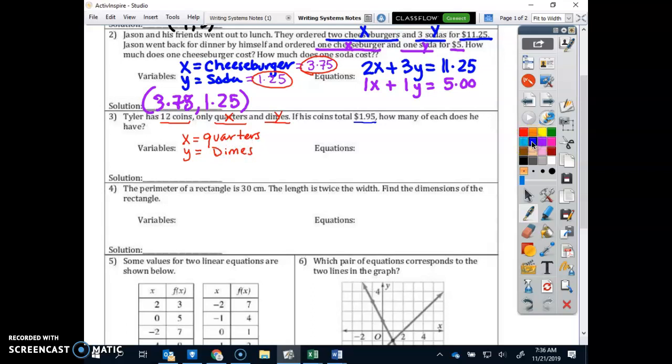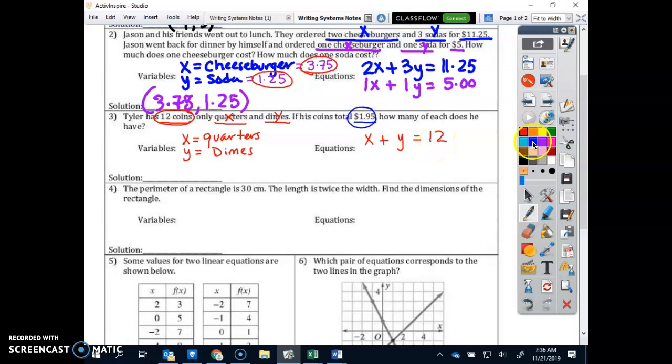One of my equations is going to be a money equation because I have money. So money plus money equals money. The other equation is just the totals, right? The coins. I have 12 coins in total of quarters and dimes. So X plus Y equals 12. That means I have some quarters, X, plus some dimes, Y, equals 12 coins total.